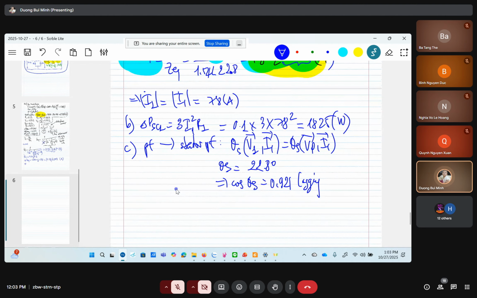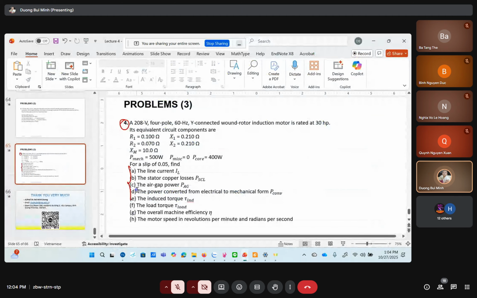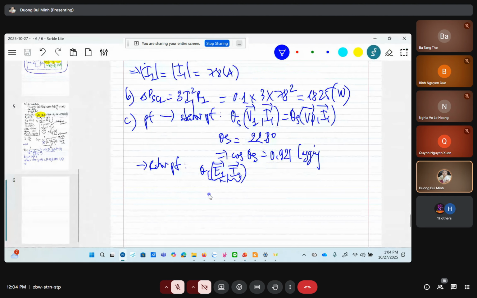And now I would like to calculate the rotor power factor, theta R. Theta R is the angle between E1 and I2, so we need to calculate E1 and I2. For questions C, D, E, F, G, they are similar to example 3, so I just follow this one and then we will stop. Okay, so E1.